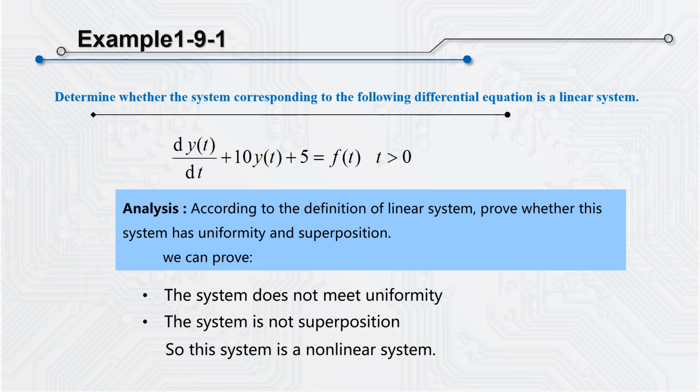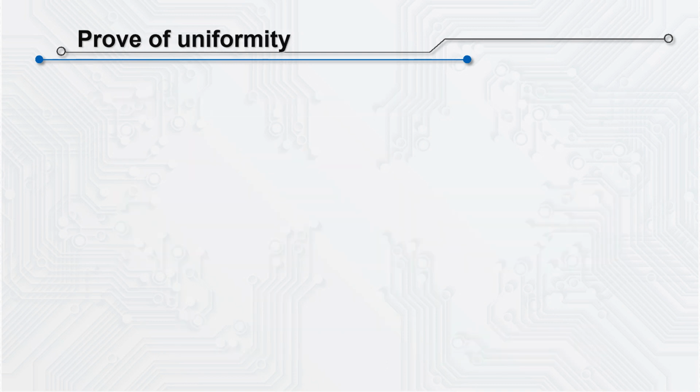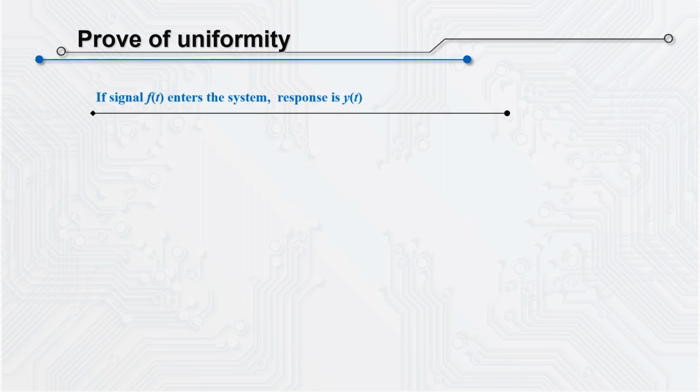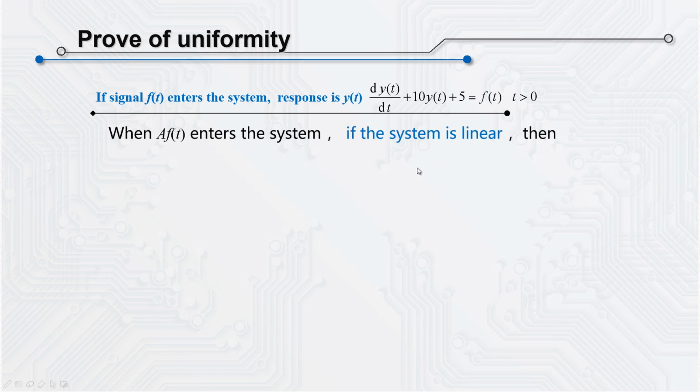When solving this question, when we have determined that the system does not satisfy uniformity, we can prove that the system is nonlinear. Let's look at how to prove. Assume signal ft enters the system. The response is yt. The equation is like that. When aft enters the system, if the system is linear, it can be expressed as follows. The input becomes aft, the output becomes ayt. We can get formula 1.